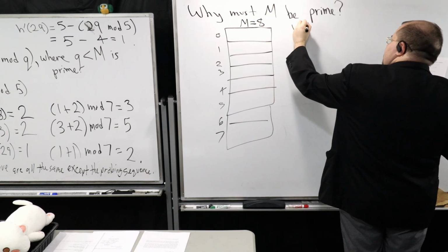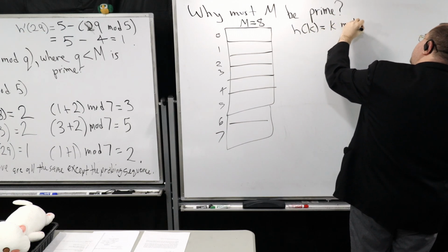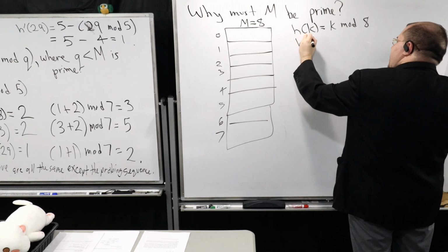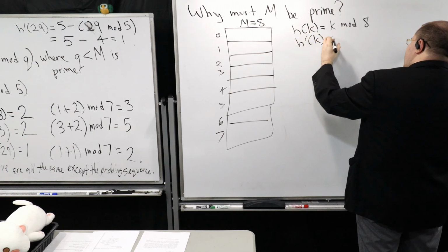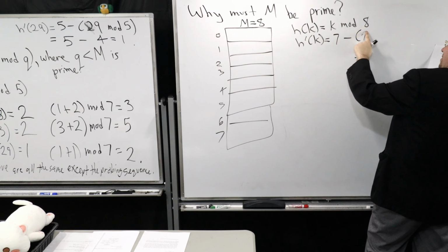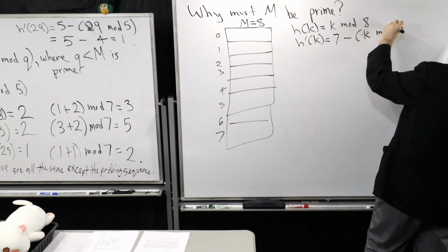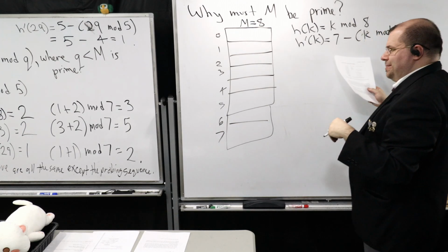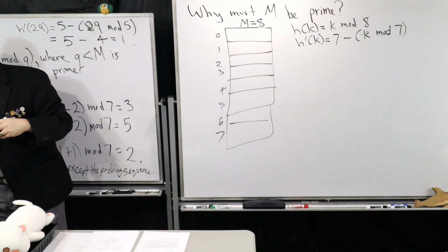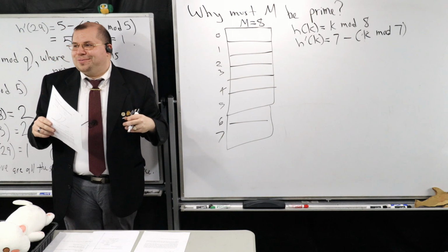My hash function is going to be h of k, it's going to be k mod 8. And I'm going to select the following secondary hash function. I'm going to make it 7 minus k mod 7. So I've just selected a prime number, and it's less than the table size, so it's okay. The only thing that I've done that's a little different is now the table size is not a prime number.